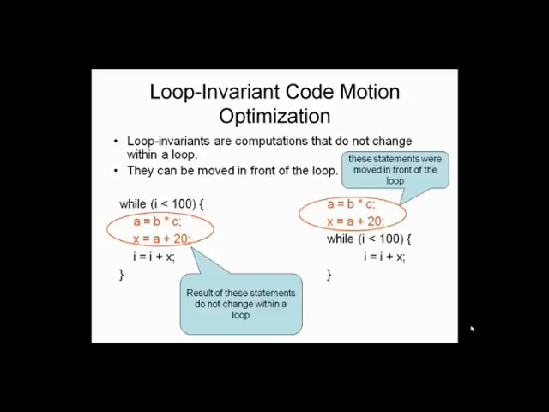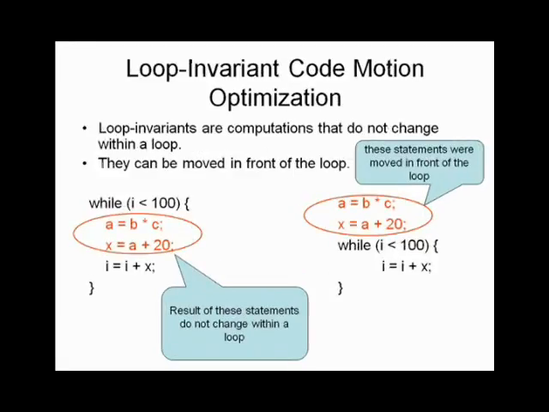The same code snippet is shown on the right with the optimization. Observe that the loop invariant statements have been moved from inside the loop to the front of the loop. Since there are fewer statements inside the loop, the program will run faster. This is a simple and yet effective optimization. In some cases, this optimization can make a program about 50 to 80% faster.